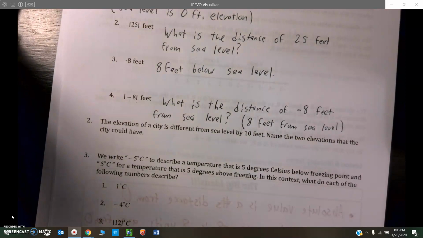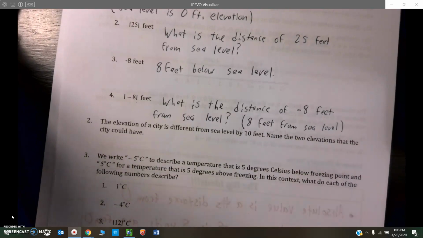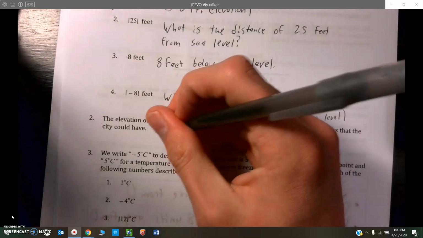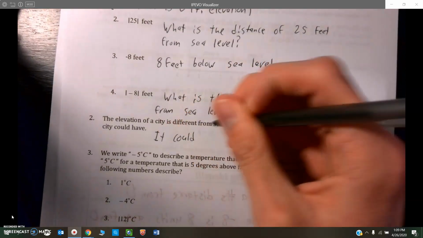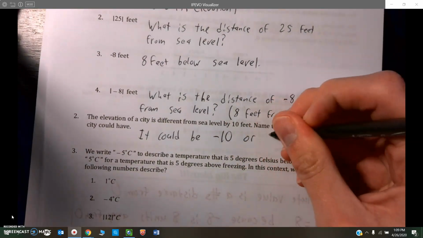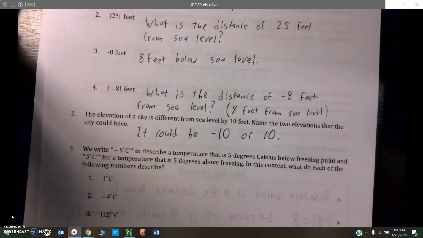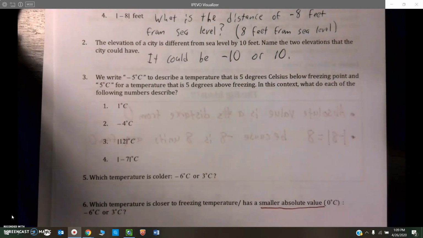So the elevation of a city is different from sea level by 10 feet. Name the two elevations that the city could have. If that's all I was told, that something is 10 feet from sea level, well, it could be above sea level or it could be below sea level. It doesn't specify. It just says that it's 10 feet away from it. So it could be -10 or +10. Both have a distance of 10 from 0. Now that's our discussion on elevation.